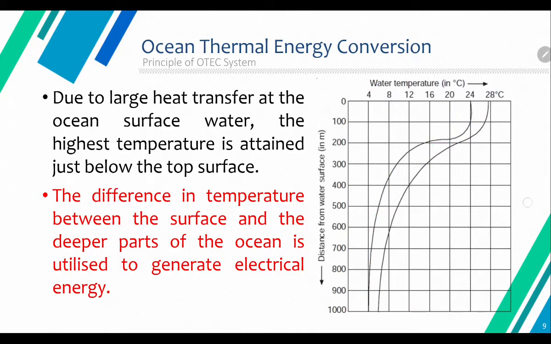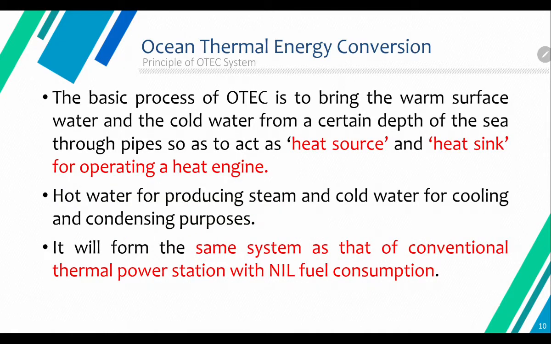So what is next? The basic process of OTEC is to bring the warm surface water and the cold water from a certain depth of the sea through pipes, so as to act as a heat source and heat sink for operating a heat engine. It is the same as conventional thermal plants. You can see here, it forms the same system as a conventional thermal power station with nil fuel consumption. So here we need a heat source, a heat sink, and it should act like a heat engine so that we can produce electrical energy at the generator side.